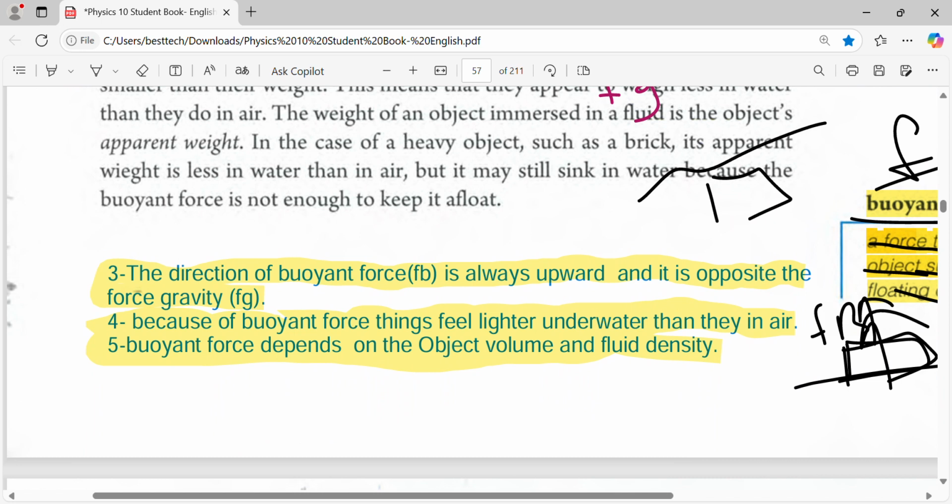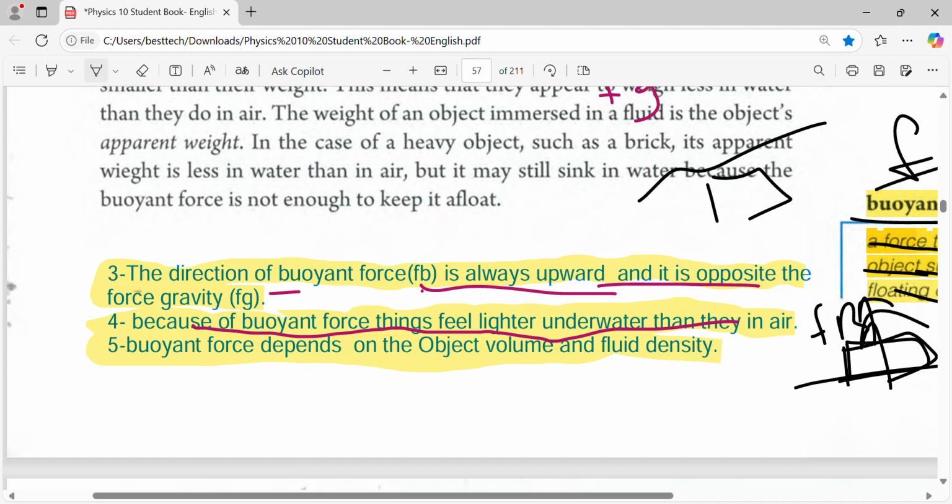We have some more notes. The direction of the buoyant force is always upward. We said it's opposite of the force of gravity. Okay. Because of the buoyant force, things feel lighter under the water than in the air.